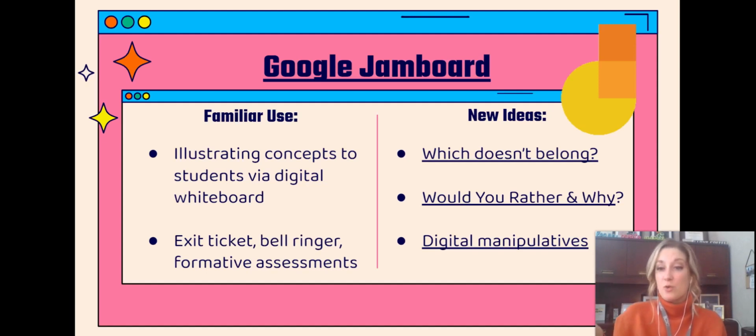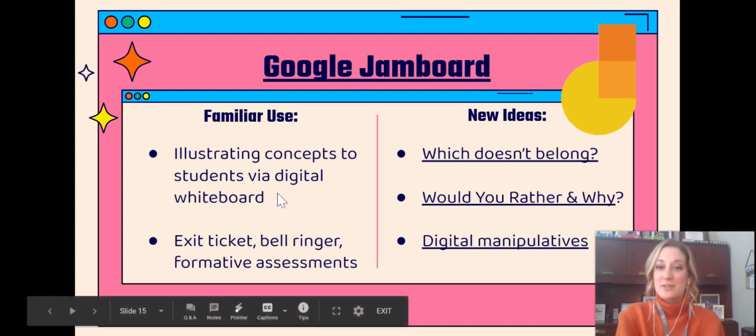So Jamboard is a digital whiteboard tool. It became really popular during e-learning in the spring, partly because it was the first time we had it widely available to everyone. It had been a paid feature of Google that was only available to certain districts that were Google for Education partners, and then Google rolled that out to everyone. So everyone had access to it, and now you do, and it's not going away.